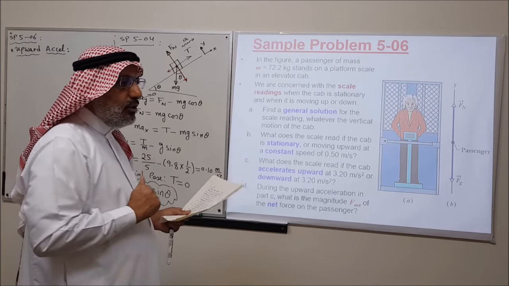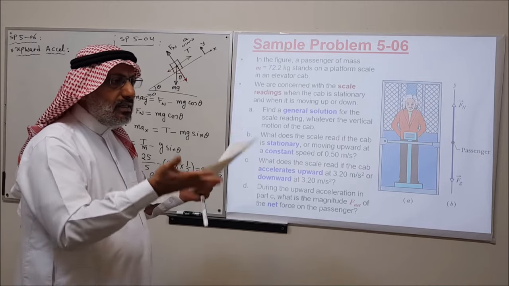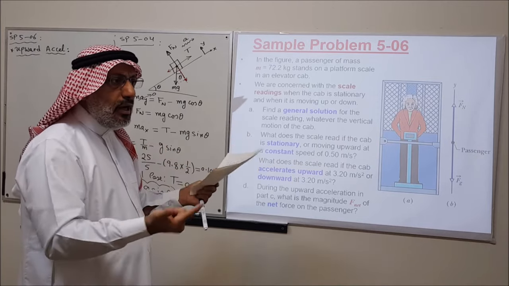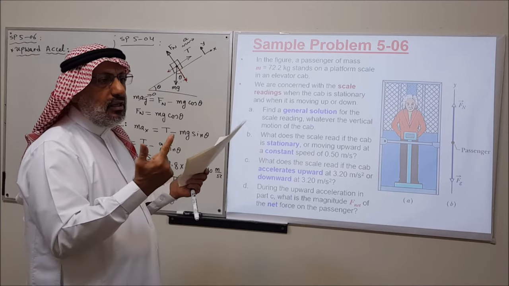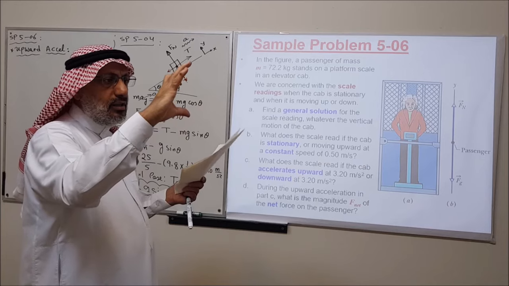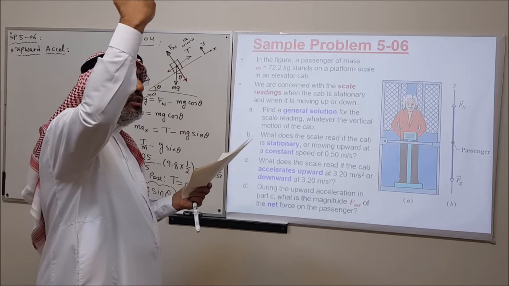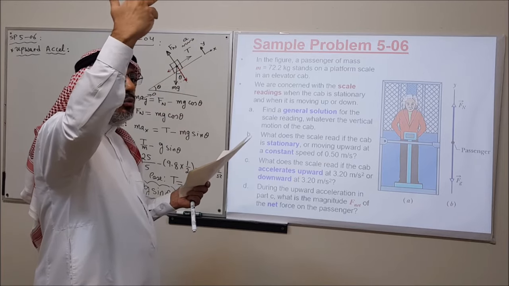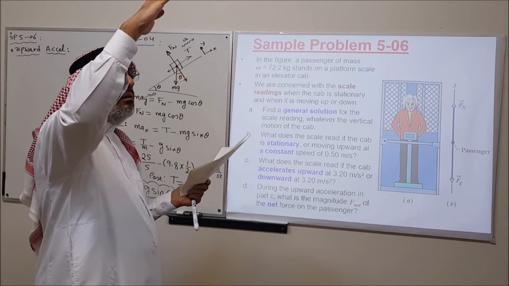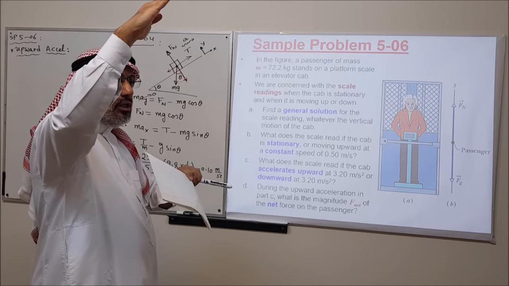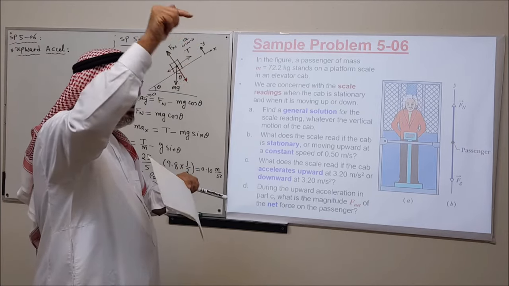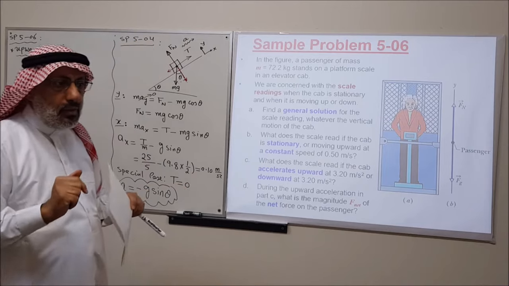So the elevator will start. As it starts, it will have an upward acceleration. It's going up and its speed is increasing. And then it will move with constant speed, zero acceleration. When it approaches the upper floor, it will start to decelerate. So it is going up, but with a slowing speed, so the acceleration is down. Although it is going up, the acceleration is down.